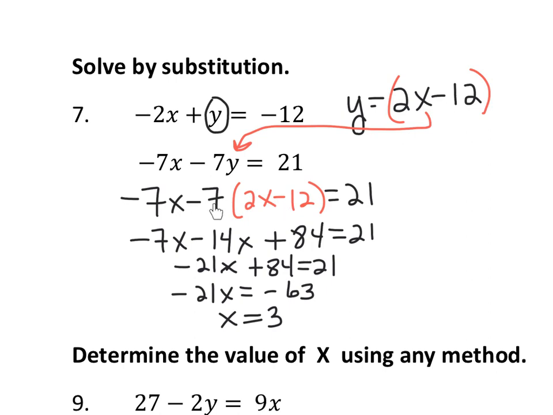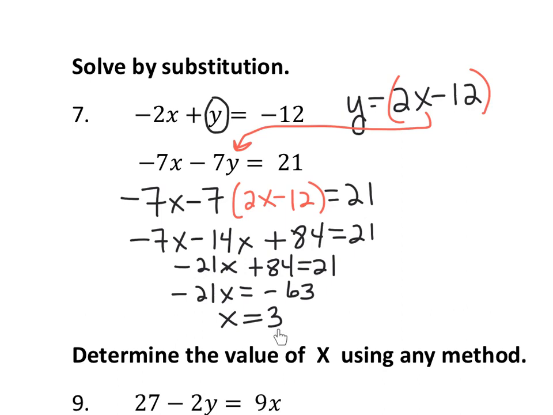So negative 7 times 2x is negative 14x, and negative 7 times a negative 12 is a positive 84. Now I combine like terms, and when I add a negative 7 with a negative 14, I get a negative 21x. Plus 84 equals 21. And then I subtracted 84 from both sides, and I got negative 21x equals a negative 63. Then all I had to do is divide both sides by negative 21, and I got x equals 3.